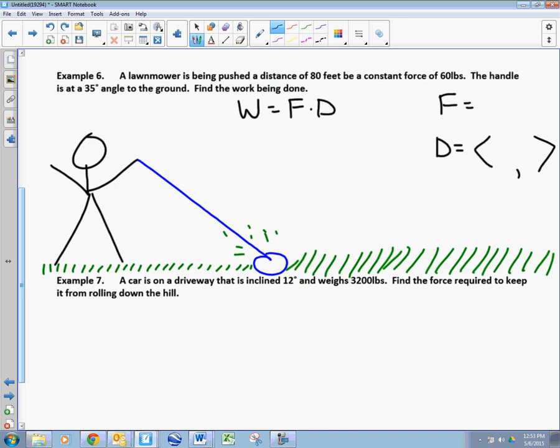Distance is easy. Vectors have horizontal and vertical components. What is the horizontal component of the vector if it's being moved 80 feet? 80. What is the vertical component? 0.